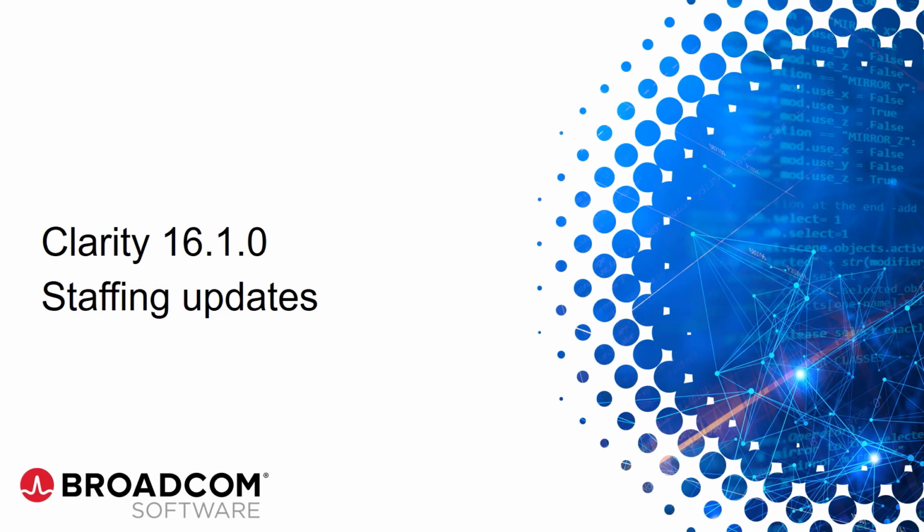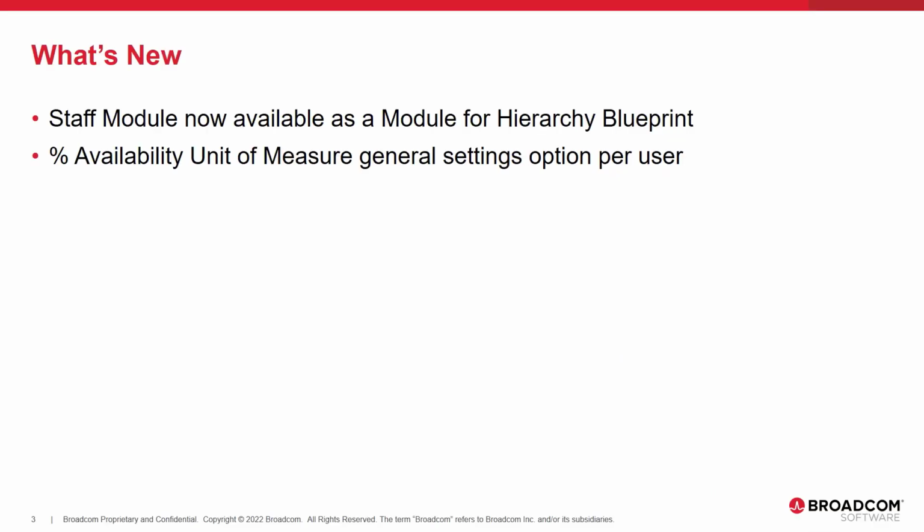In this section, we'll review the enhancements for the Clarity 16.1 staffing updates. This presentation will cover two topics. The first topic will introduce you to Dana, who will now have the ability to configure and use the staff module within a hierarchy. The second topic will introduce you to a resource manager who will now have the ability to view and manage the staffing demands of his resources through the lens of using the percent availability unit of measure.